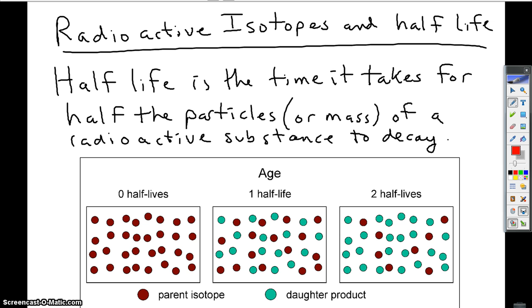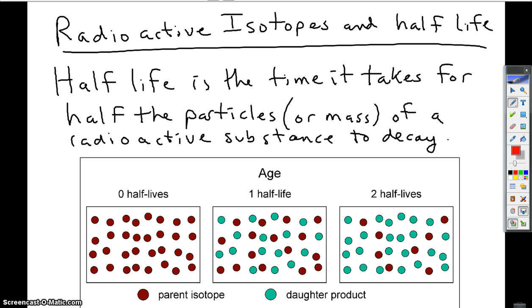So the half-life is the time it takes for half of the particles or mass of a radioactive substance to decay. And if you look at the diagram at the bottom, in the red we've got the parent isotope, which will decay into the daughter isotope. So we talked about how carbon-14 will decay into nitrogen-14. Uranium will eventually decay into lead.